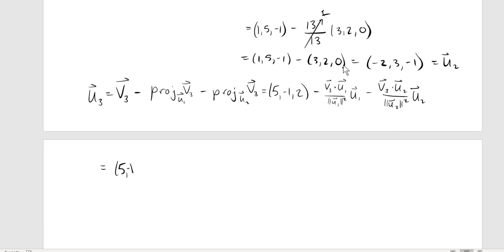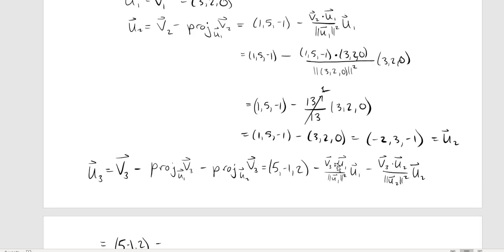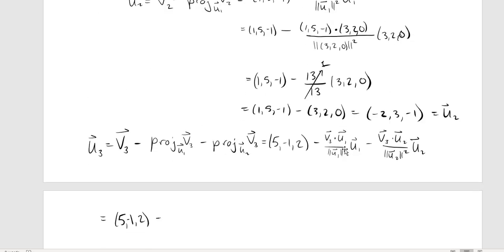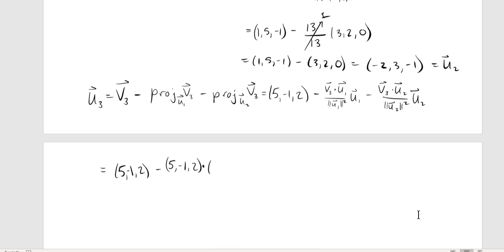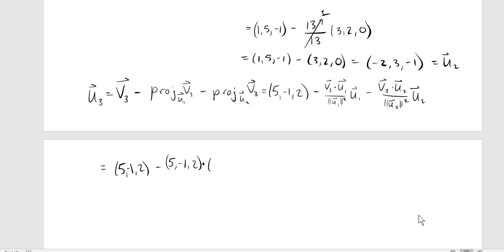5, negative 1, 2, minus v3 dotted with u1. So v3 is my 5, negative 1, 2. I'm dotting that on u1. Remember u1 way up here, u1 was 3, 2, 0. I'm dividing by the magnitude squared of that 3, 2, 0 vector, which we already saw is 13. And then I multiply by that u1 vector.